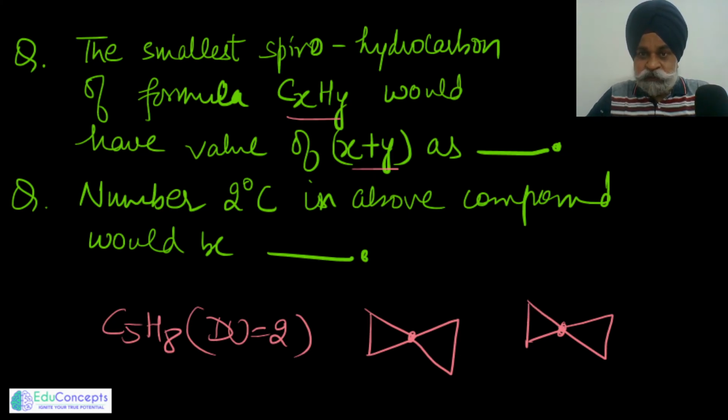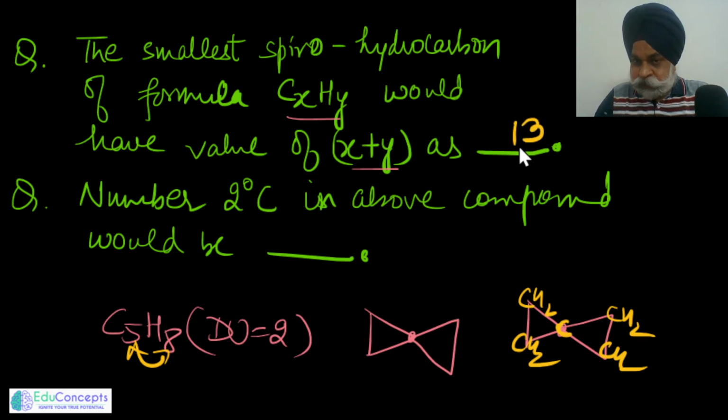You can see it here very well. This is the carbon, and this is CH2, CH2, CH2 and CH2. So you have C5H8, 8 plus 5, it comes out to be 13. And the number of secondary carbon atoms in the above compound would be, this also is a very simple thing. This is a secondary carbon because it is attached to 2 carbon atoms.